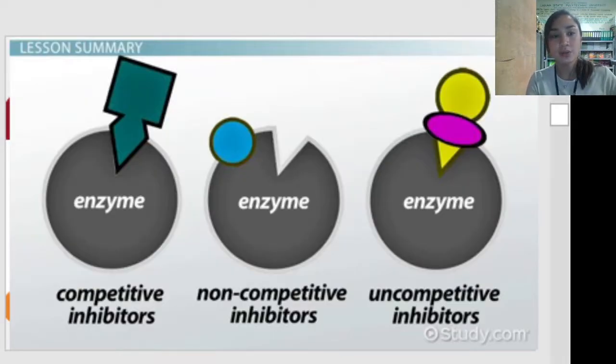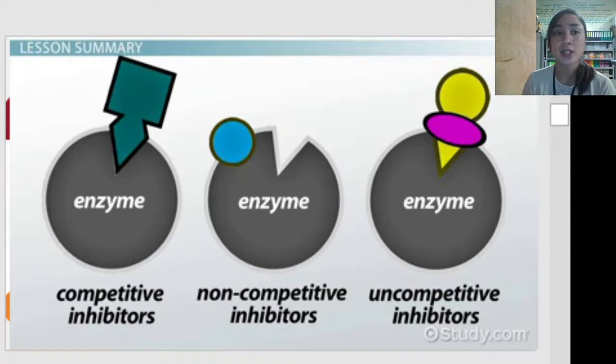Okay? So, to review, to summarize, we have the competitive inhibitor, which totally blocks the active site. So, a substrate will no longer be able to attach to the active site. And then, we have a non-competitive inhibitor wherein the inhibitor will attach to some part of the enzyme aside from the active site. So, nagbabago yung shape ni active site and the substrate will no longer be able to attach to it. And then, we have uncompetitive inhibitor. So, ang ginagawa nito, once nakapag-attach na si substrate sa enzyme, yung yellow natin, ibla-block niya yung enzyme and the product will not be able to leave the site.